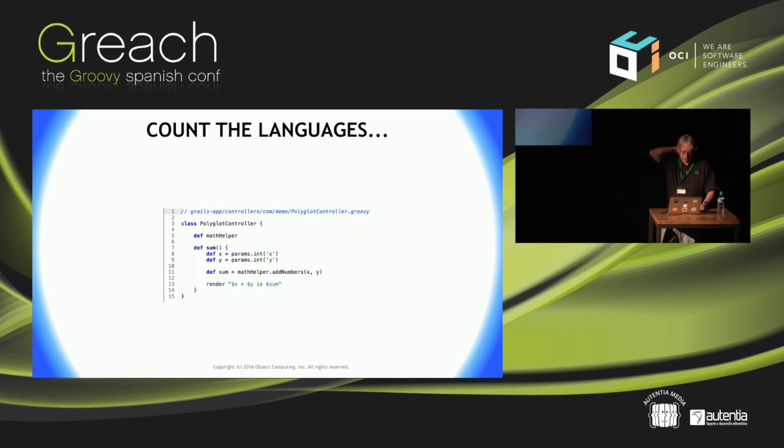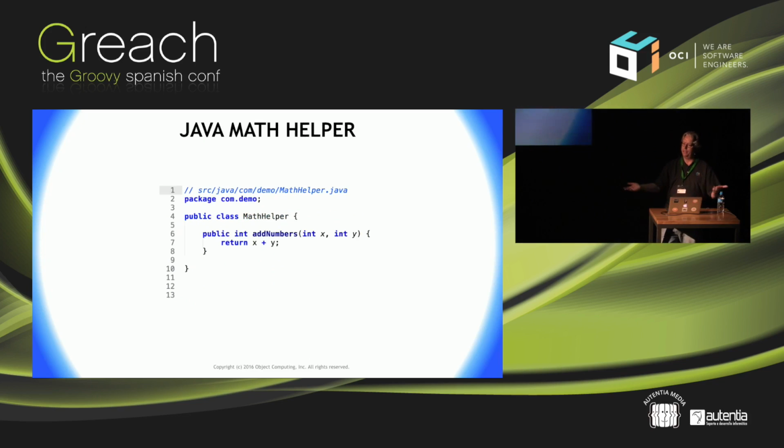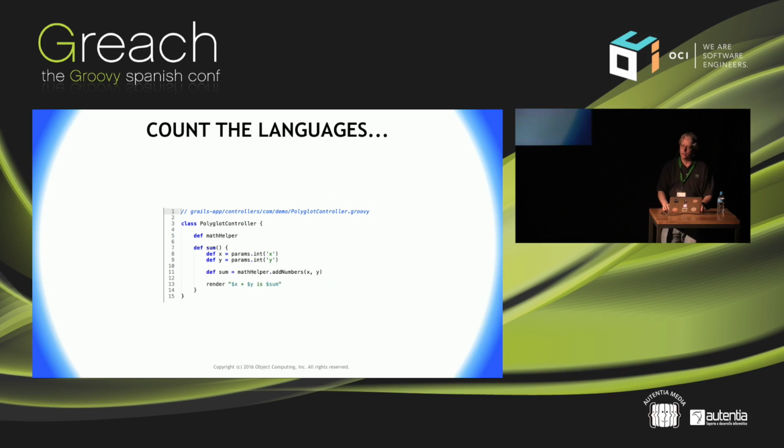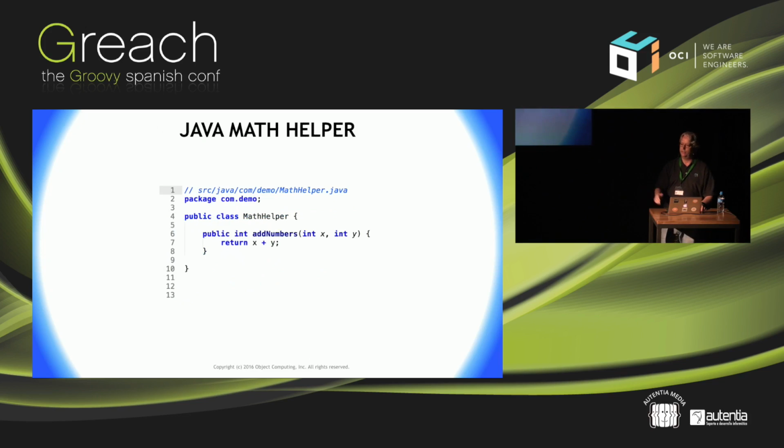So let's drill into that a little bit. We don't know what language the math helper was written in. So it might be written in Java. It might look like this, right? So we've got a class called MathHelper.java, and it's got a public method in it called add numbers. You pass in a couple of ints and you get back an int. So back here in the controller, that thing that we're interacting with on line 11 very well could be an instance of this. So let's say that's the case.